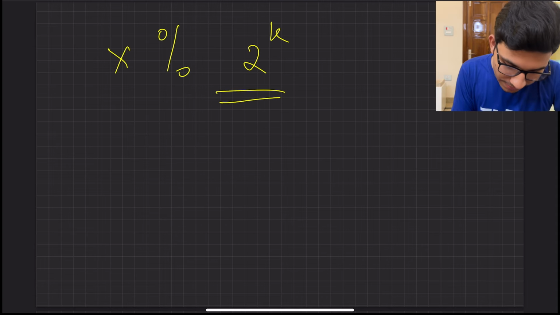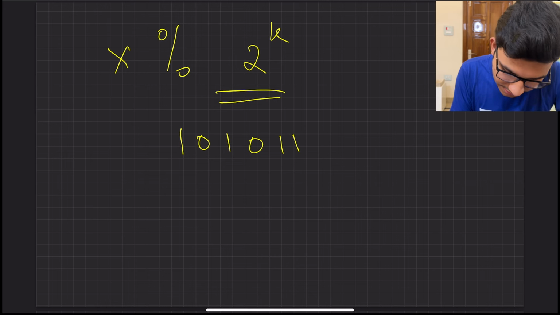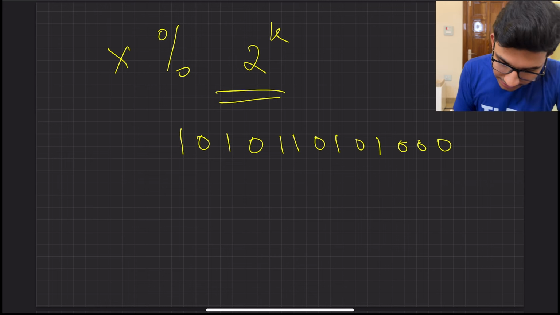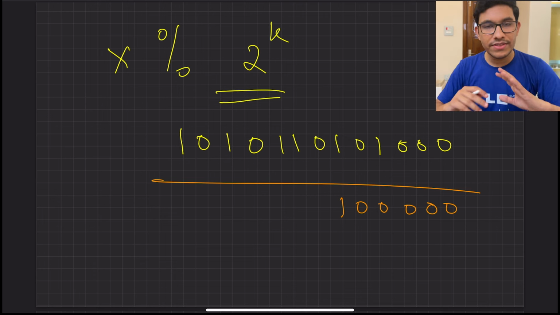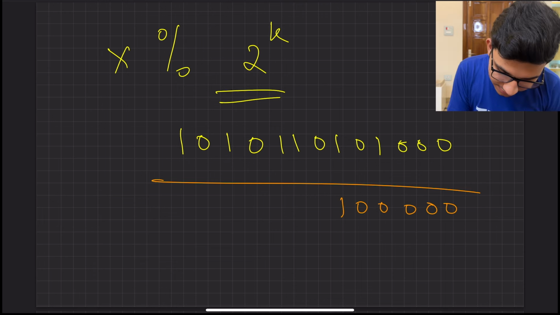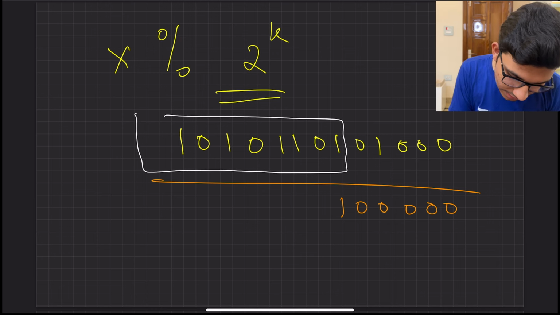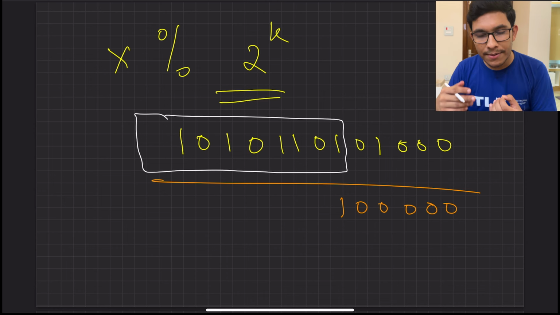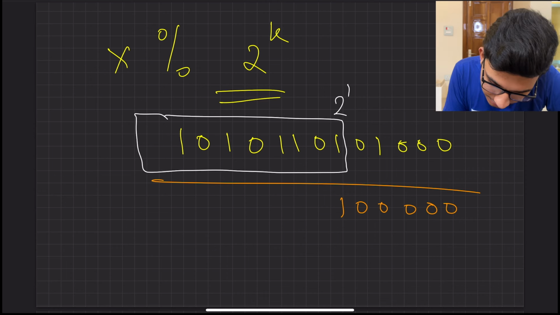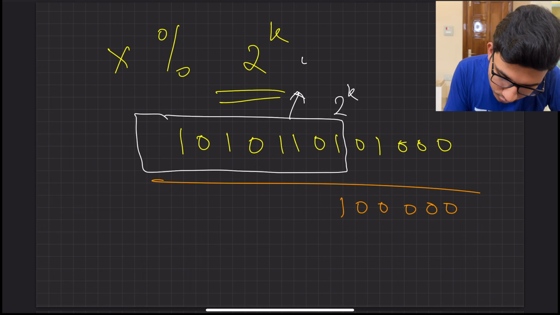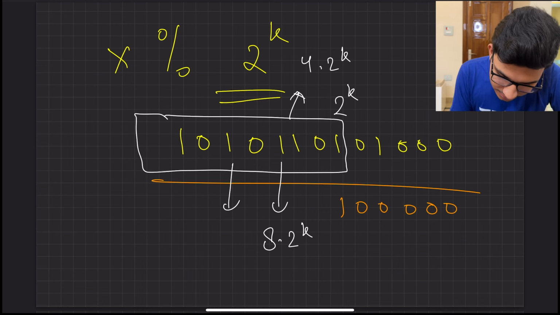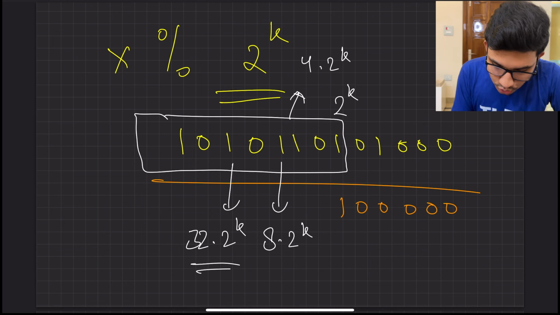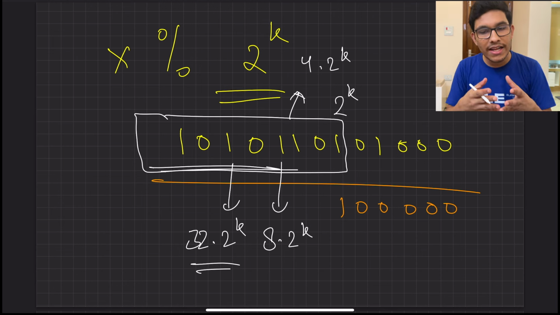If you want to take x modulo 2 to the power k, then if the binary representation of x is something like this, and let's suppose 2 to the power k is this, okay, then look at this part of x. Can I say this part of x is already a multiple of 2 to the power k? This is 2 to the power k. This is 4 times 2 to the power k. This is 8 times 2 to the power k. This is 32 times 2 to the power k, right? So this entire part towards the left is already a multiple of 2 to the power k.